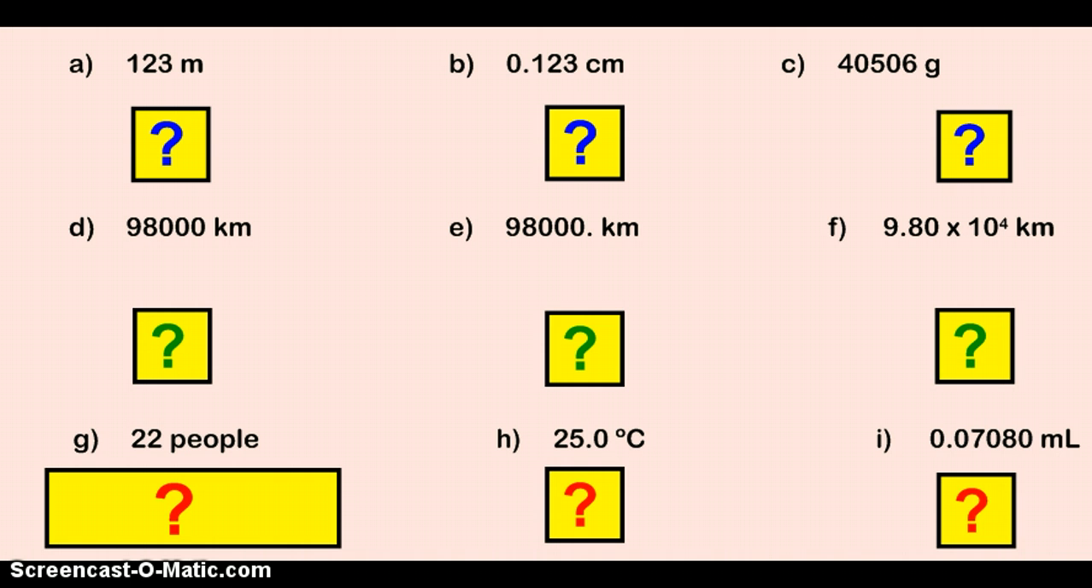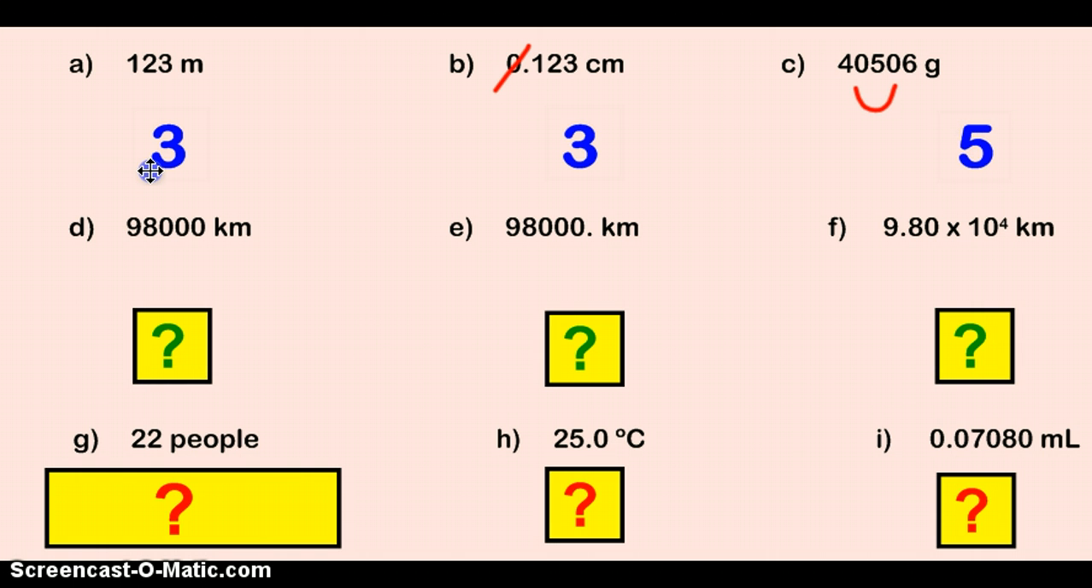So our first measurement there, 123 meters, that is definitely 3 sig figs because they're all non-zeros. Next door, 0.123 centimeters, the 0 in front is just cosmetic, so again, just 3 sig figs. 40,506 grams, those are our 0 sandwiches. They're between non-zeros. So all of those, all 5 numbers in that measurement are significant.